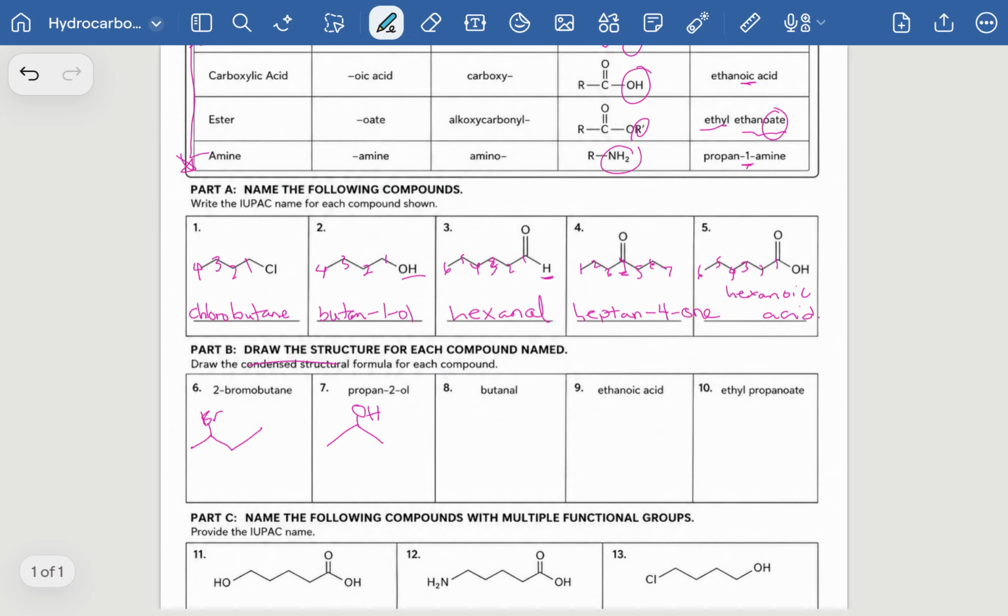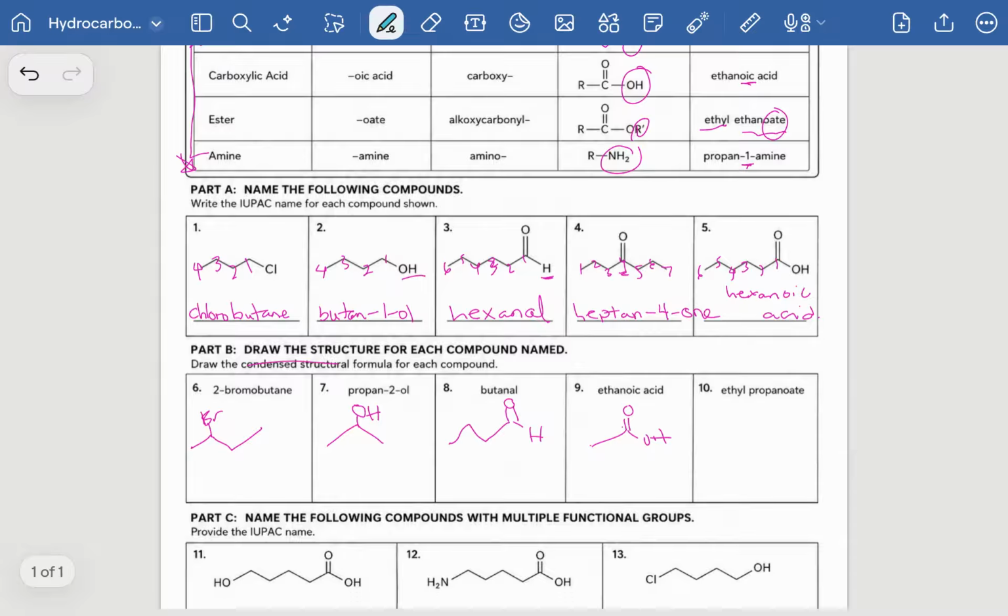The butanal, in this one, if it's butane, you have 4 carbons, so 1, 2, 3, 4. And then on carbon 4 is where you see that double bond oxygen single bonded to a hydrogen. Number 9, ethanoic acid. Ethanoic, we would just have 1, so this would be carbon 1, carbon 2 for 2 carbons, and then we have an O and an OH group on the end.